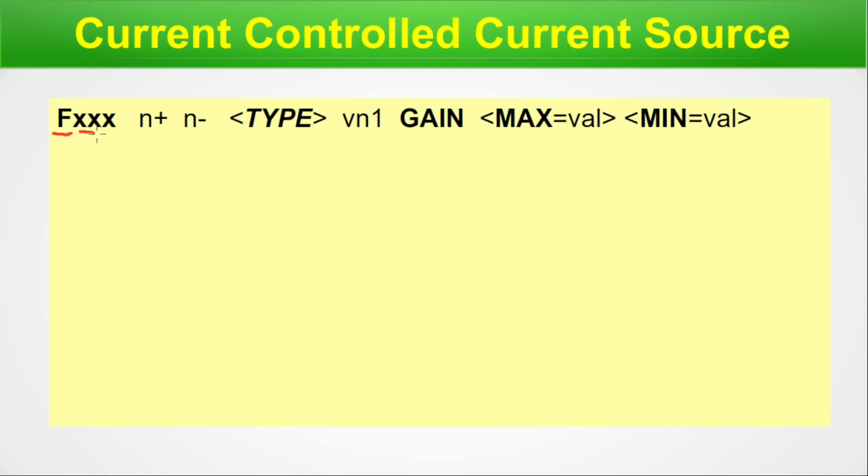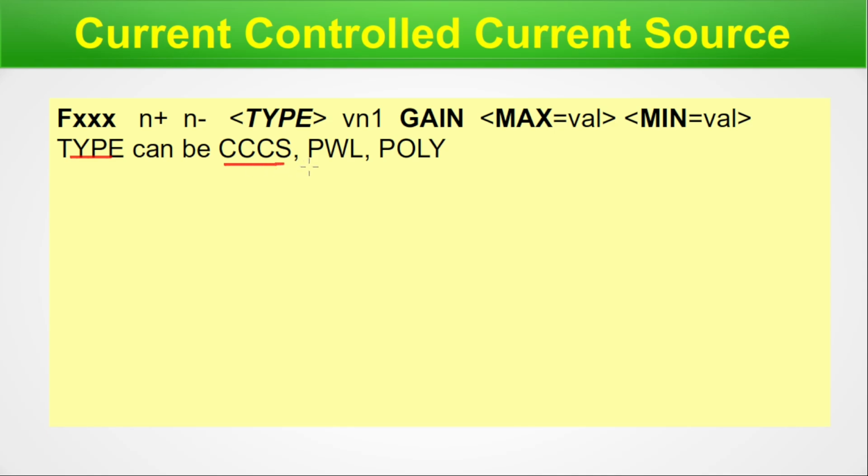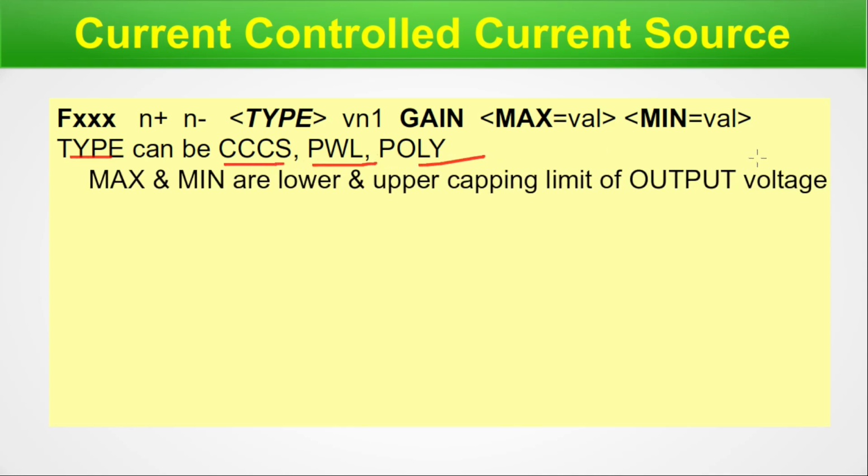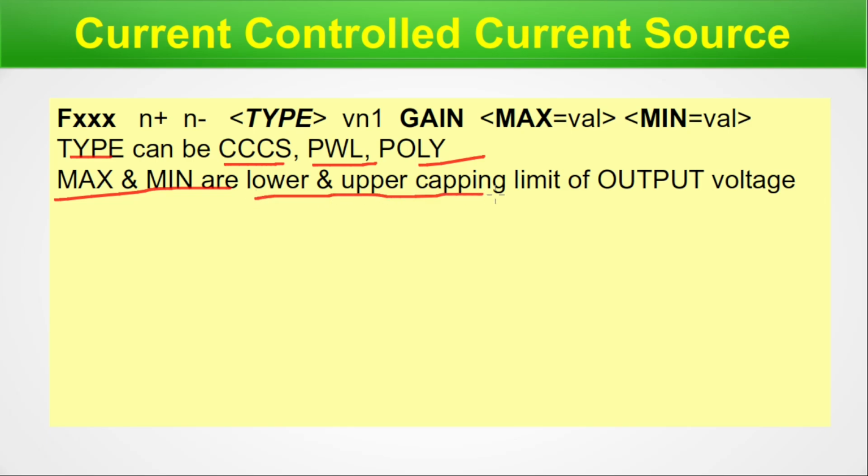Current controlled current source. So here the ultimate source is a current source, and it is controlled by current, which are the independent sources. Now the syntax is F, then we have alphanumeric, 2 nodes in between which it's connected, type, then we have gain, max and min value. Type can be CCCS, PWL and poly. Max and min are the lower and upper capping limit of the output.